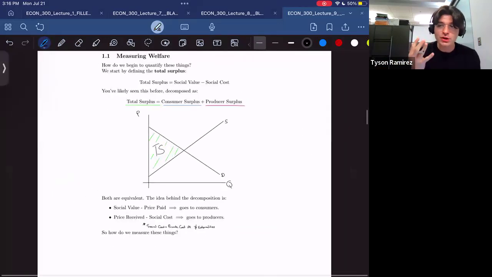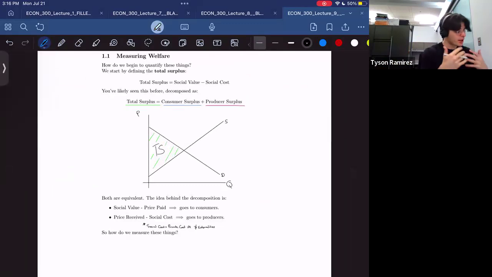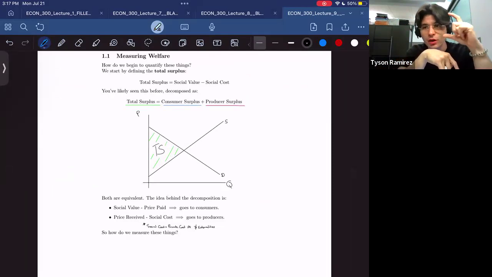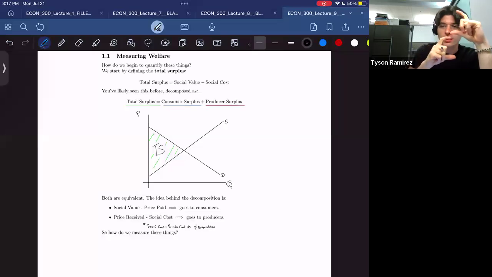That's the idea of measuring welfare. We're always trying to get an idea for what is the benefit going to consumers, and then how much profit the producers are making. That's the intuition of what we're getting at here.